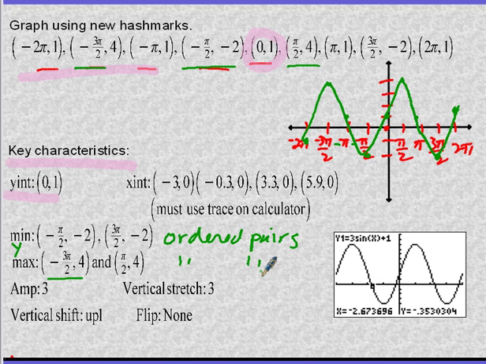Amplitude, I said, is 3. Vertical stretch is just our amplitude in this case. Flip, we don't have any negatives, so there's none, and it has a vertical shift up 1.